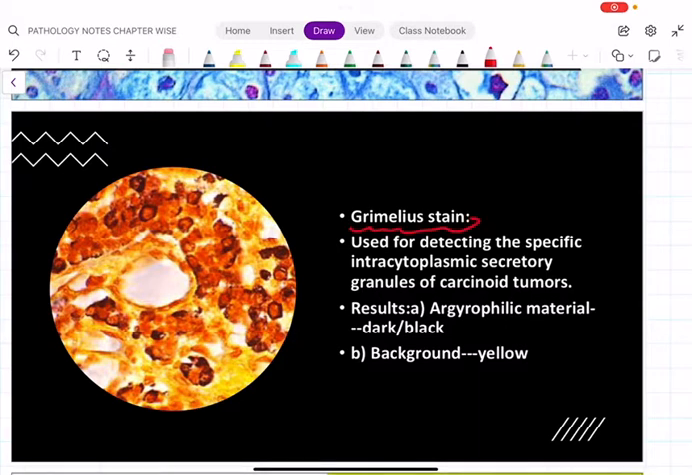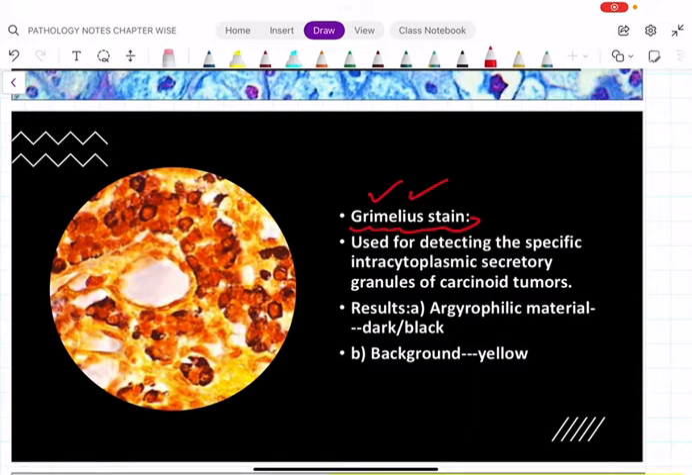Called Grimelius. We have a lot of neuroendocrine tumors, as we have learned in biochemistry, such as carcinoid syndrome, where 5-hydroxyindoleacetic acid is produced. Am I right? More compounds are produced. So in such cases, in order to detect such neuroendocrine compounds present within the secretory granules, we use the Grimelius stain.